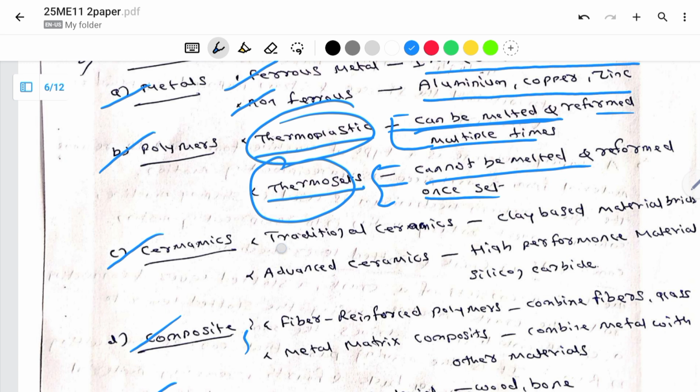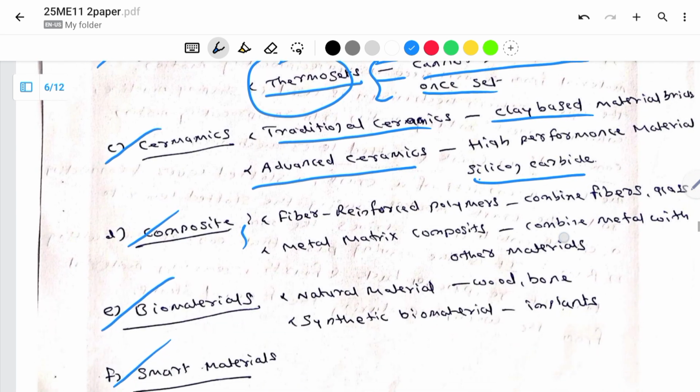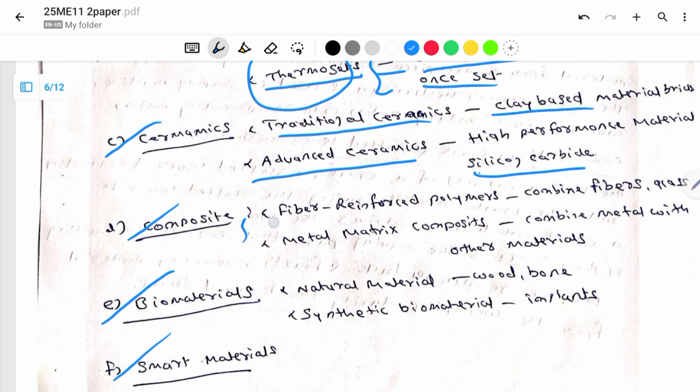Okay, ceramic materials are like glass. Traditional ceramics and advanced ceramics are there. In general, traditional ceramics are clay. Whatever cup you use for tea, the tea mug, that is ceramic, or tiles in the house, or glass, those are also ceramic materials. Silicon carbide is the advanced one.